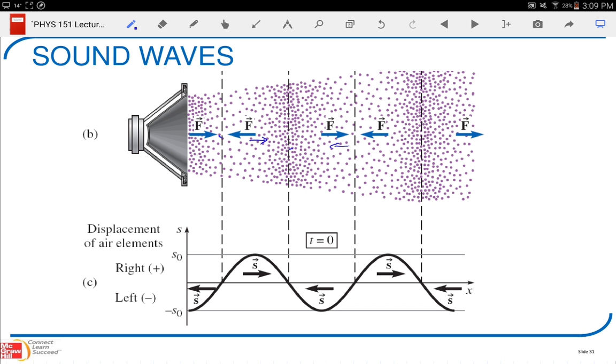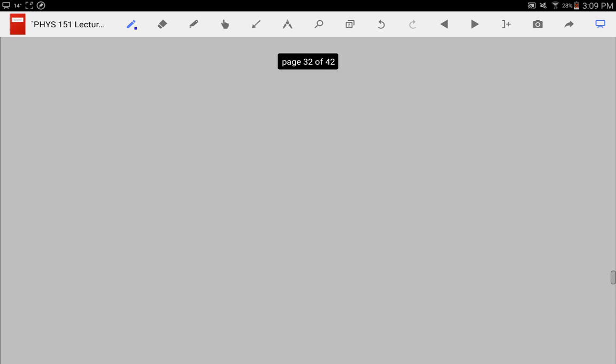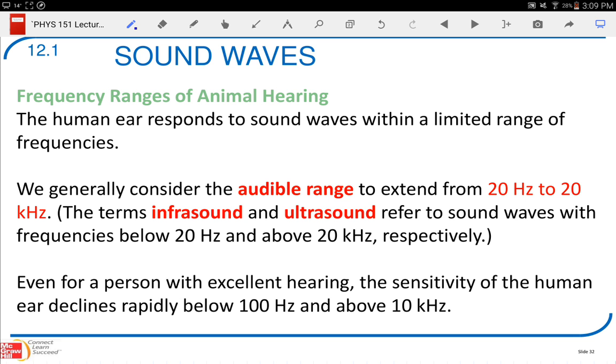So those are what we say are 90 degrees out of phase. When one is at maximum, the other is 0. That's a 90-degree difference for a sinusoidal wave. So the displacement is 90 degrees out of phase with the pressure wave. When we go through the waves, we can talk about either one, but it's important to remember they're out of phase.